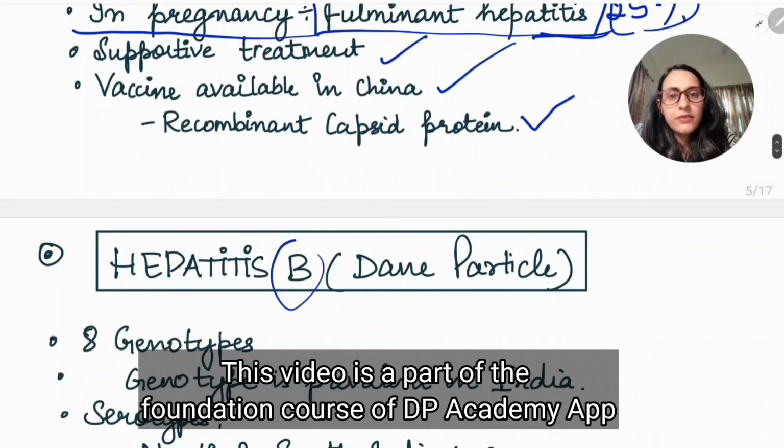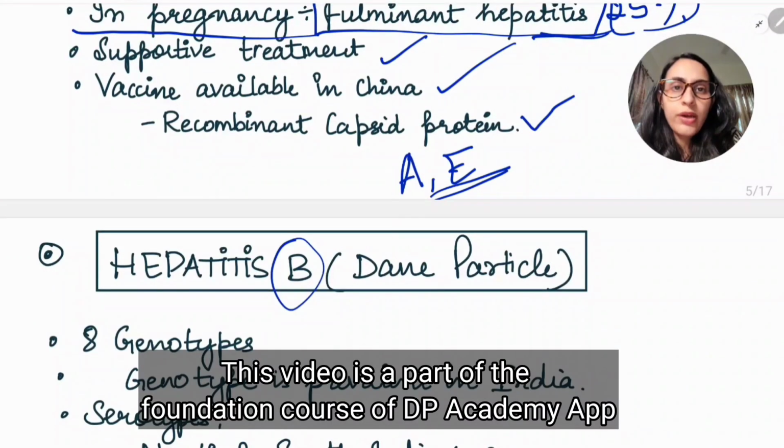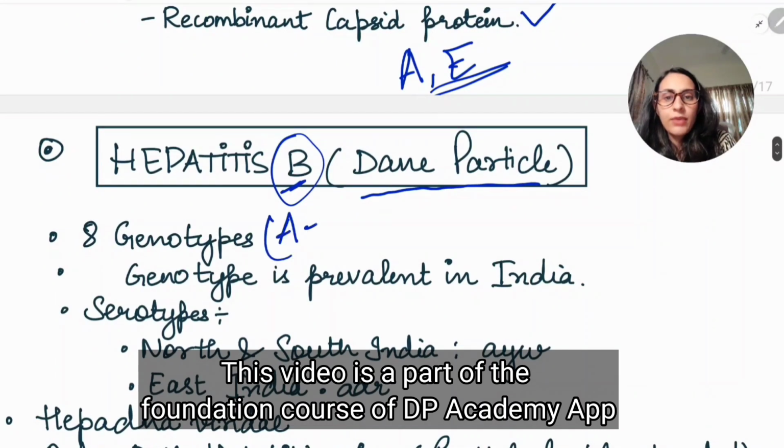Now coming to hepatitis B, we have finished with hepatitis A and E. Both are fecal-oral route, both are associated with gastroenteritis. Now, hepatitis B is also known as Dane particle. Remember, the complete hepatitis B virion is known as Dane particle. Hepatitis B is very important from the exam point of view, and it is the most common type. There are 8 genotypes, from A to H. The most common or prevalent in India is genotype D.